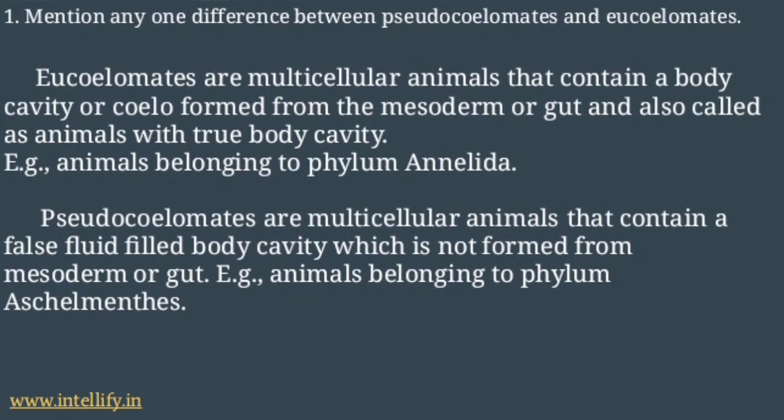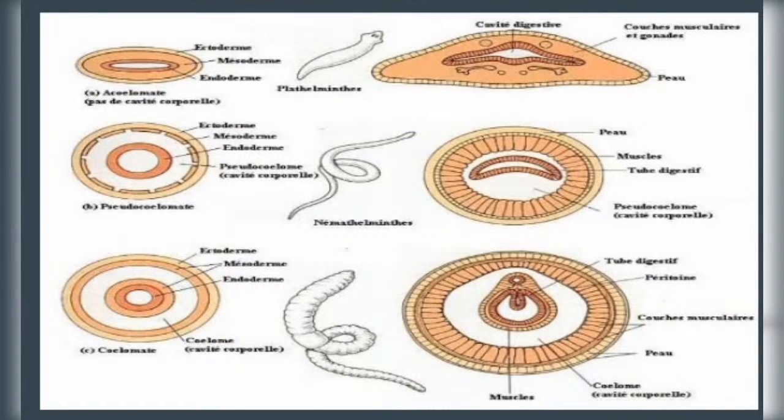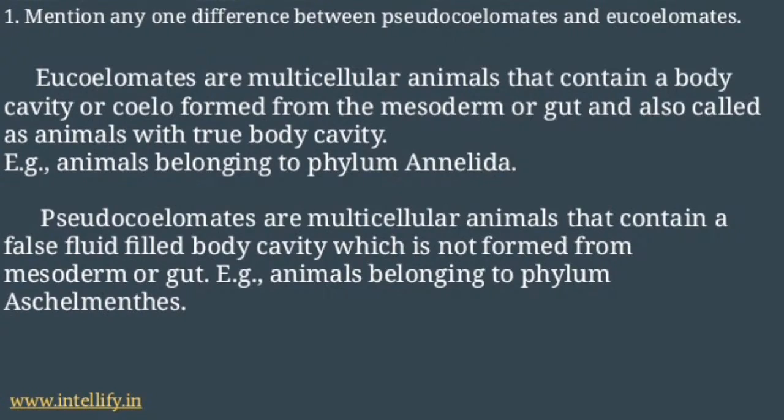Eucoelomates are multicellular animals that contain a body cavity or coelom formed from the mesoderm, and are also called animals with a true body cavity. Pseudocoelomates are multicellular animals that contain a false fluid-filled body cavity which is not formed from the mesoderm. Before that, what is meant by mesoderm? It is a middle layer of cells or tissue of an embryo, from which muscles, bones, etc. are derived. Pseudo means false, so it is a false fluid-filled body cavity.